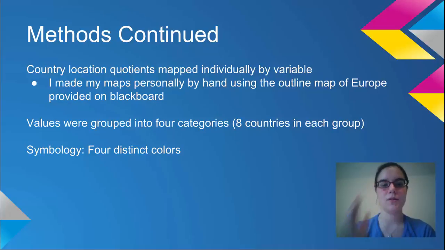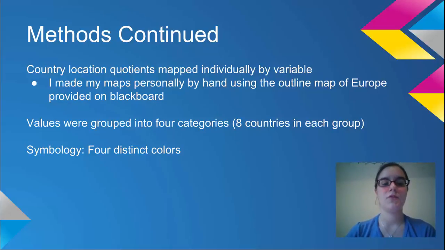The country location quotients were mapped individually by variable, and I made my maps personally by hand using the outline map of Europe and shading them in with colored pencils. I took the national abbreviations and wrote those on each individual country so you could tell which one was which.